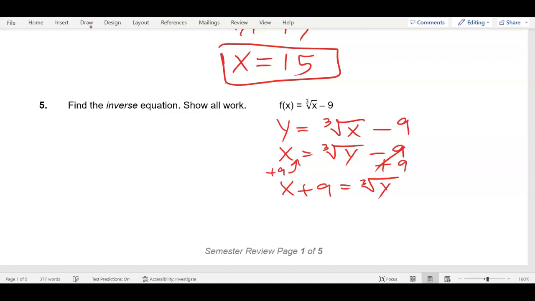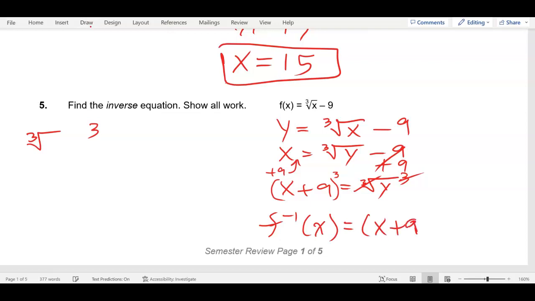Once again, the opposite of a cube root is to cube it. So to get y by itself, I cube this side, and if I cube that side, I'm going to take a parentheses on the left and cube that whole left side. Final step is I write it as an inverse function with inverse notation, x plus 9 in parentheses squared. Sorry, cubed. It's not just the 9 that's cubed, it's the whole x plus 9.